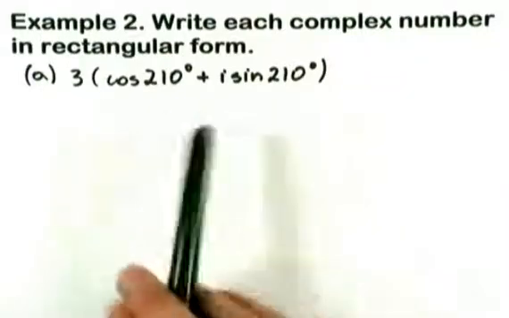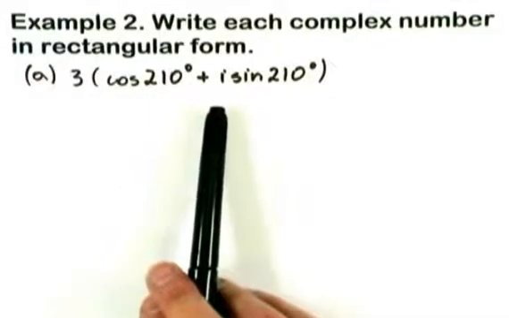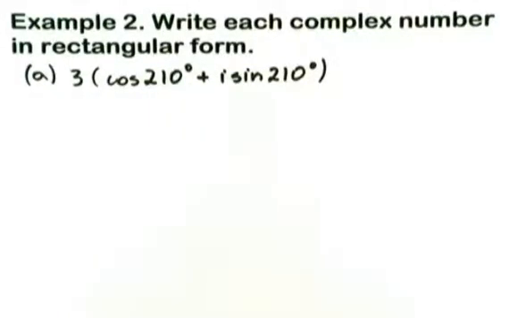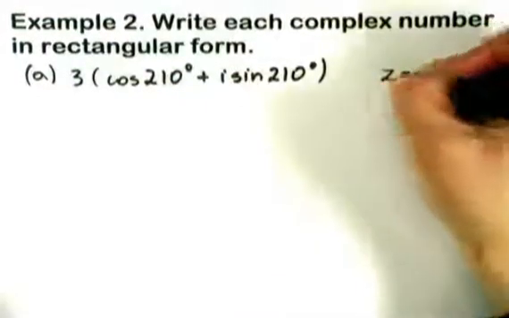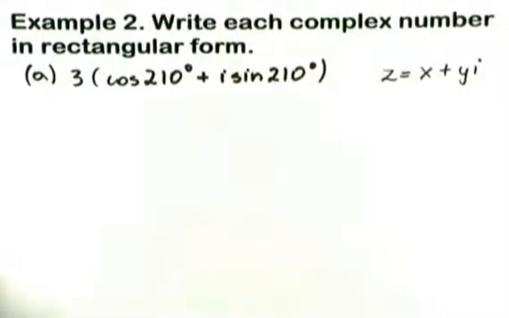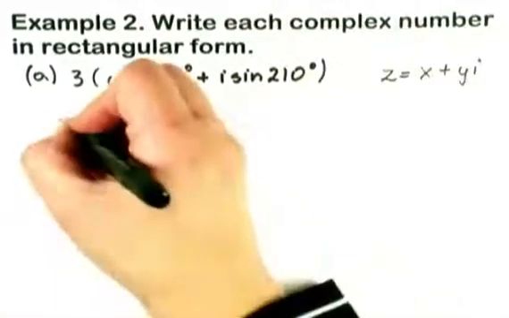So example 2. So far we were changing from rectangular form to polar form. Now we would like to change the opposite. We have the polar form. Write each complex number in rectangular form. This is the polar form of a complex number. We need to write it in rectangular form. Rectangular form is nothing else but z is equal to x plus yi. The easiest way is to just multiply this out and work this out.